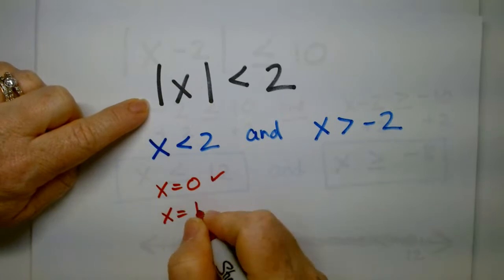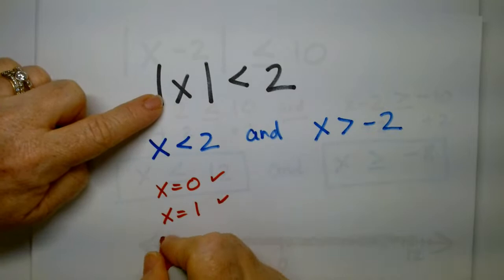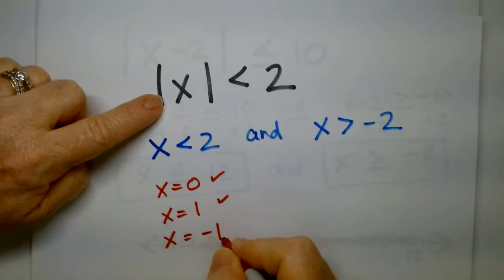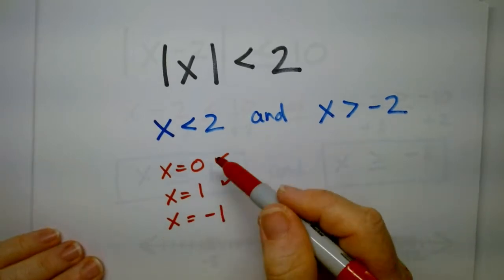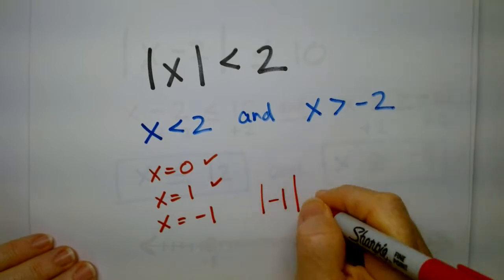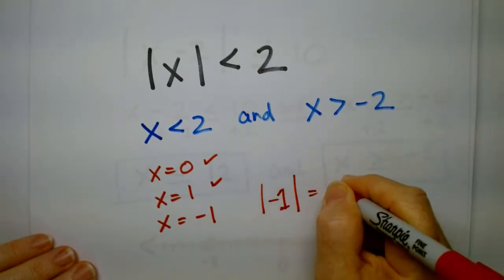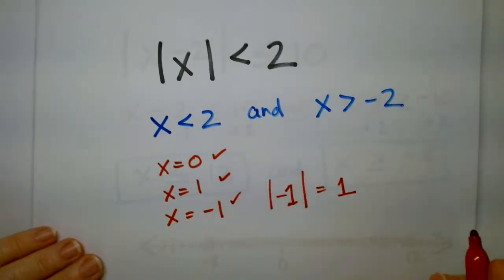What if x is 1? I have 1 is less than 2. Yes, that would work. How about x is equal to -1? Okay, this is where the tricky part comes in. So -1, what's the absolute value of -1? The absolute value of -1 is 1. Is 1 less than 2? Yeah, so this one works too.